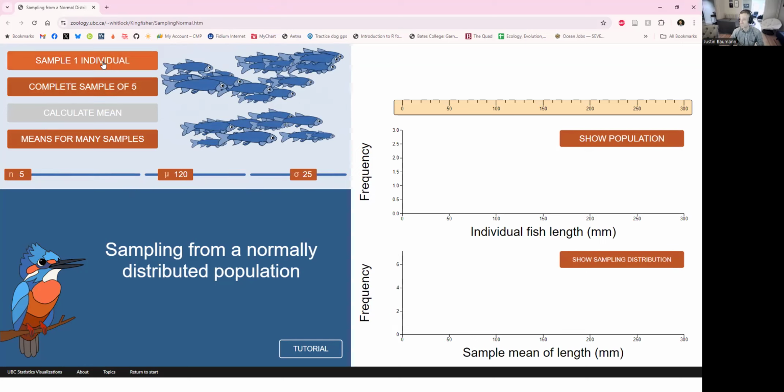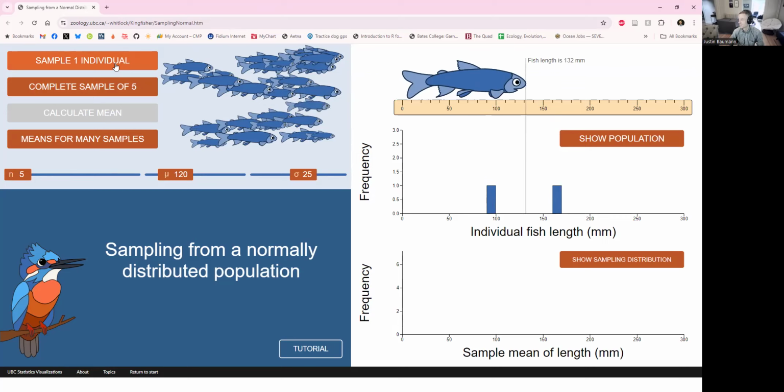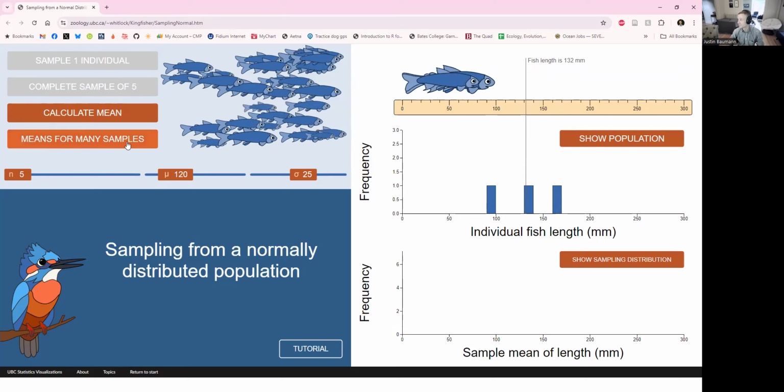So we can choose one sample, one individual. That one individual, our mean is 120, and that one individual is 160. So that's not representative. Take another one, 96. Again, not the mean. 132. It's closer to the mean. Let's take 5.